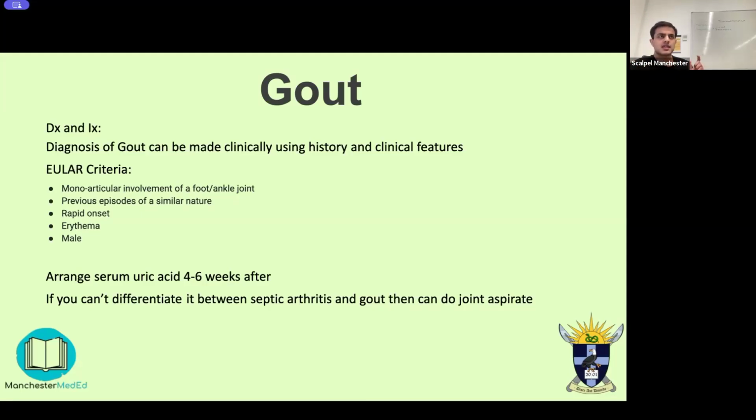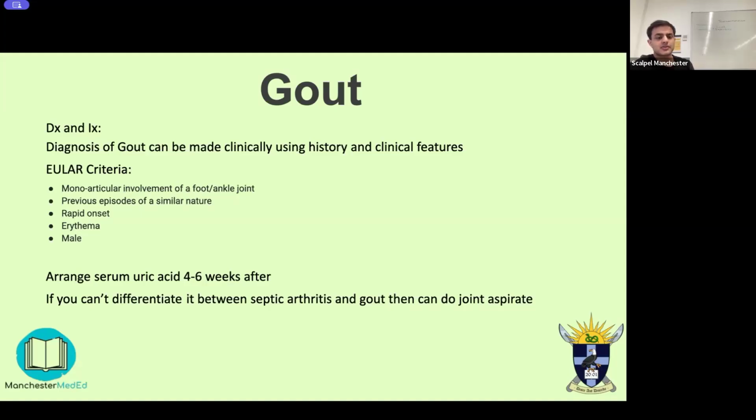So it's defined by having a monoarticular involvement of foot or ankle joint. So you need to have sort of one joint that's affected. Previous episodes of a similar nature. So these don't necessarily have to be present to diagnose gout, because obviously if you had to have a previous episode of a similar nature, then no one would ever have gout, because the first gout wouldn't be diagnosed until someone else had gout before. But anyway, rapid onset and erythema are just some of the criteria to look for.